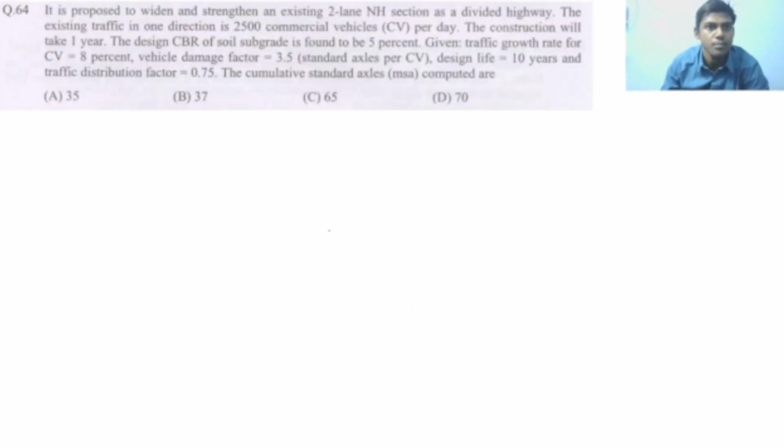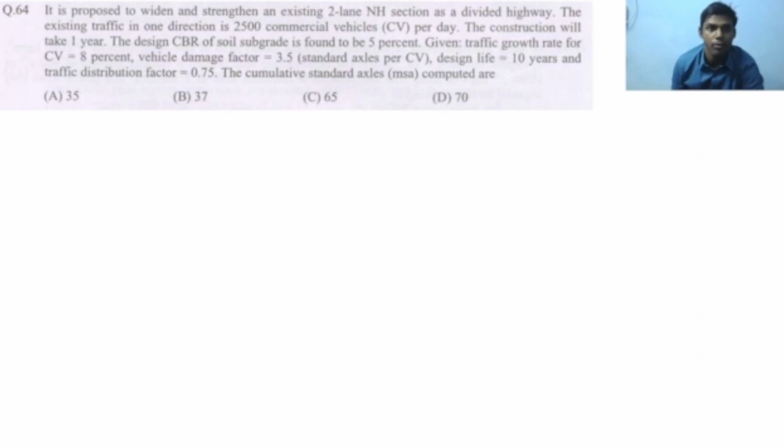Next question. It is proposed to widen and strengthen an existing two-lane national highway section as a divided highway. So this is a two-lane national highway and it is divided. Existing traffic in one direction is 2,500 commercial vehicles per day. So this is existing traffic. The construction will take 1 year. So the construction, that is the widening and strengthening of that existing highway.